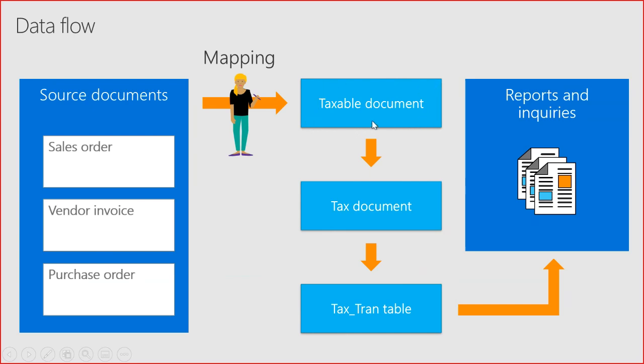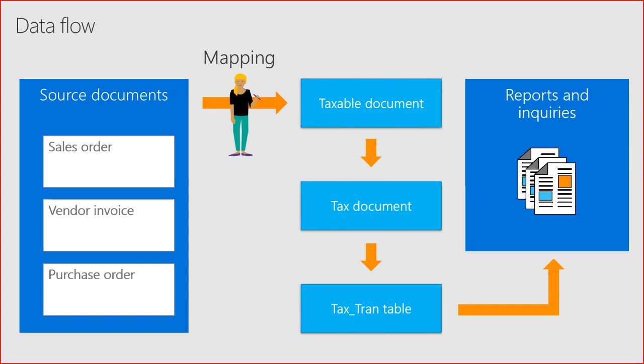And we have this value, then we can use this value to execute the logic you define in the tax document for applicability, for calculation, for posting. And then in the end, the result will be persisted into tax trans table, and later on it will be used in reporting and inquiries. So that's the data flow.